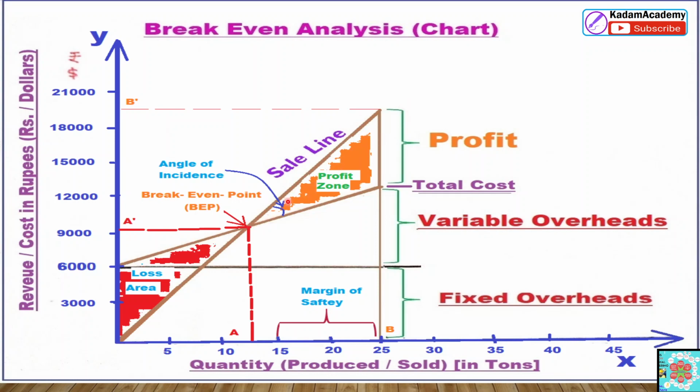The intersection of the sale line and the total cost line is nothing but the break-even point. When we draw perpendiculars to the x-axis and y-axis, we can find the break-even point in units and the break-even point in rupees. And this is the profit here. Here we have to maximize the profit. How can it be maximized?